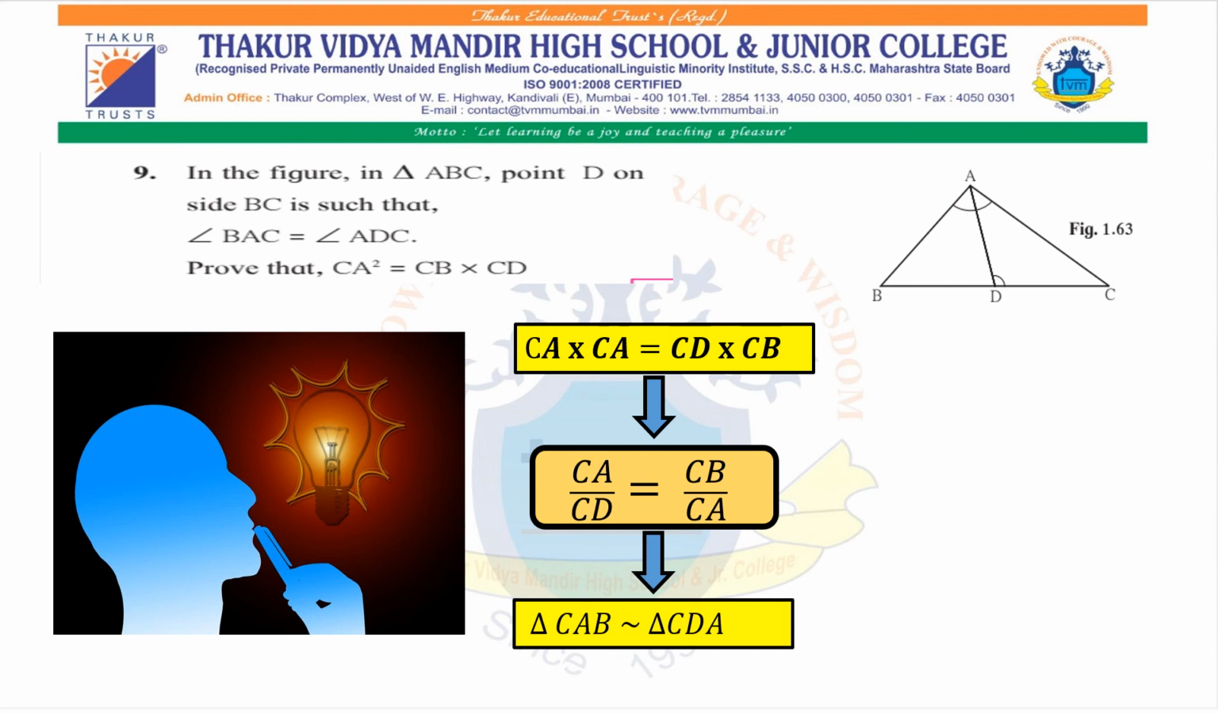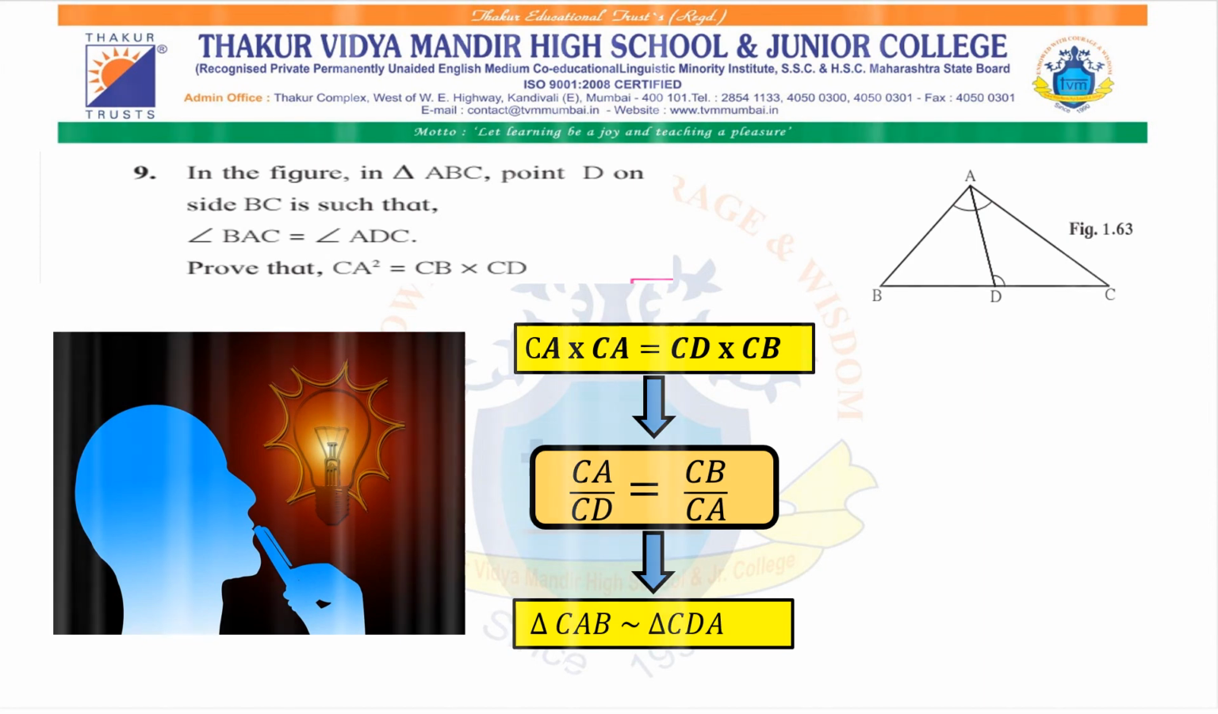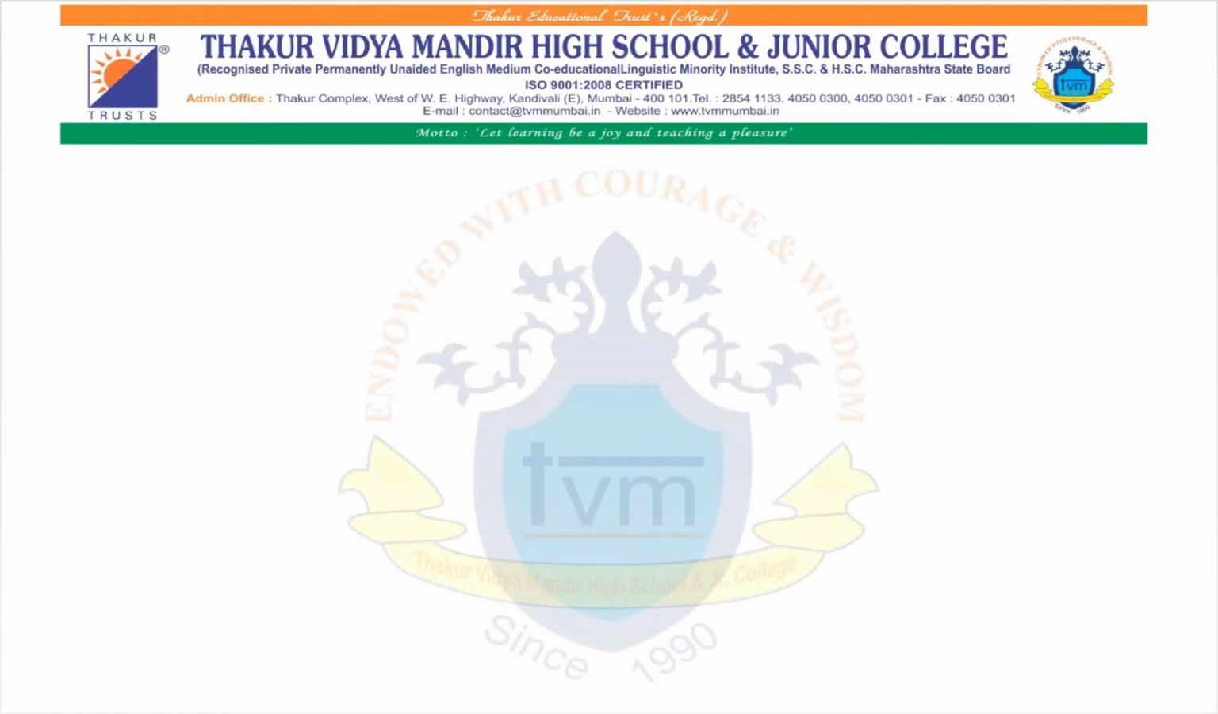Numerators and denominators. So numerators CA and CB belong to triangle CAB. CD and CA belong to triangle CAD. So if I prove these two triangles similar, I can prove our result. Let us prove the two triangles similar. Now we have the proof of this sum number 9.